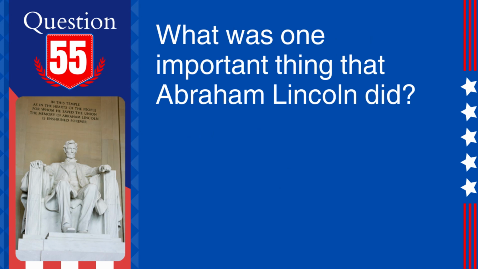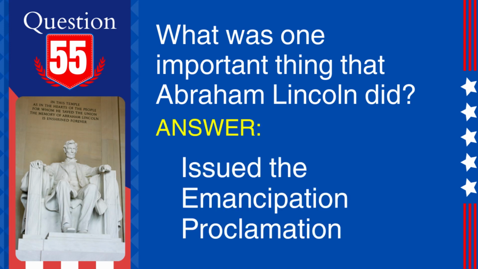55. Question: What was one important thing that Abraham Lincoln did? Answer: Issued the Emancipation Proclamation. Explanation: Abraham Lincoln issued the Emancipation Proclamation in 1863, declaring all slaves in Confederate-held territory free.